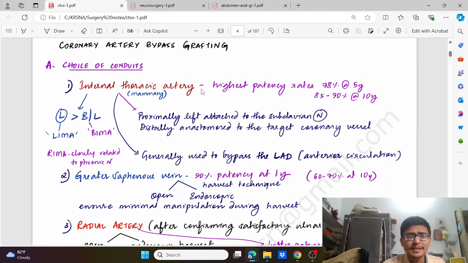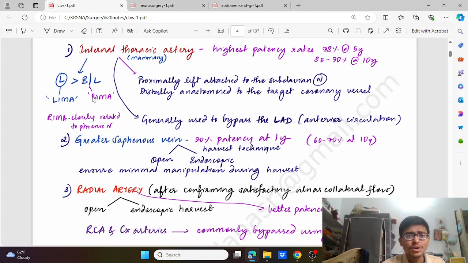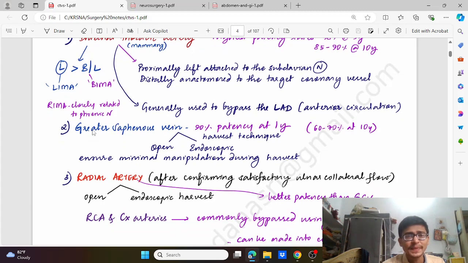Now coronary artery bypass grafting. So what are the choices of conduit we have? That is the internal thoracic artery, the mammary artery, which has the highest patency rate at 5 years and 10 years, 98% at 5 years and 90% at 10 years. Most commonly used is the LIMA, that is left internal thoracic artery. Proximally it is attached to the subclavian vessel, and distally it is anastomosed to the target coronary vessel. Generally, it is used to bypass the LAD, the anterior circulation.